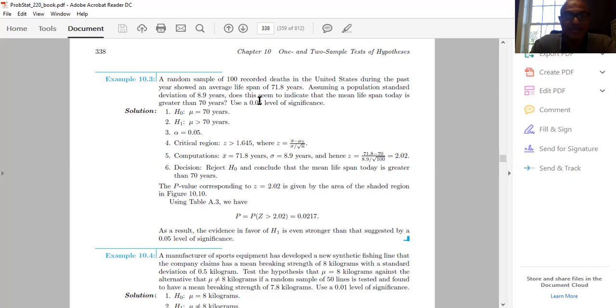Yes, so alpha equal to 0.05. That means naturally I can find it. I think I need to solve this example for you guys, so let me stop sharing this book and let's go to the whiteboard. Okay, so example 10.3 says that, example 10.3.